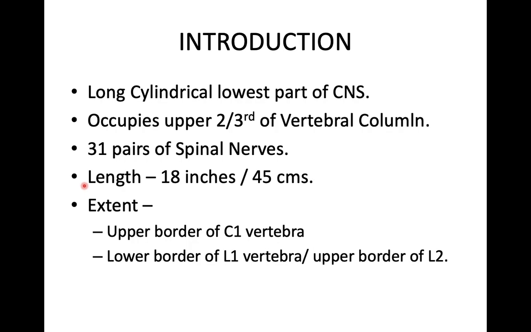The length of the spinal cord is approximately 18 inches or 45 centimeters. Extent of the spinal cord, meaning from where to where it is extending. These landmarks will not change. The upper border of the C1 vertebra is the beginning point, and the lower border of the L1 vertebra or the upper border of the L2 vertebra. Here the upper or lower border corresponds to the bodies of the vertebrae.